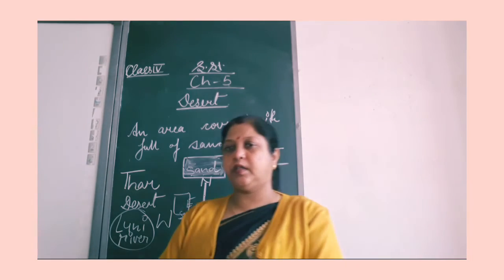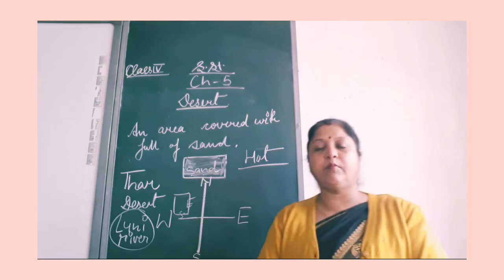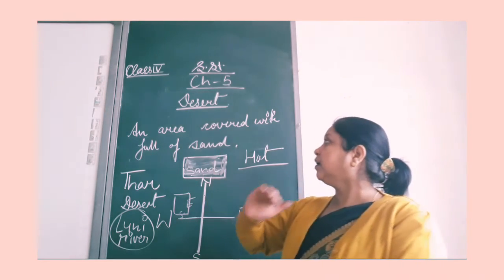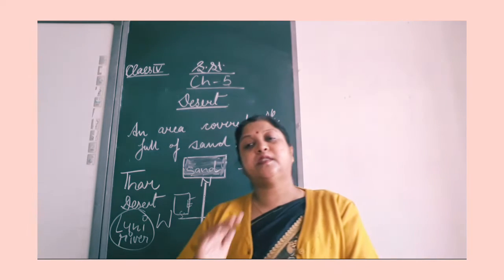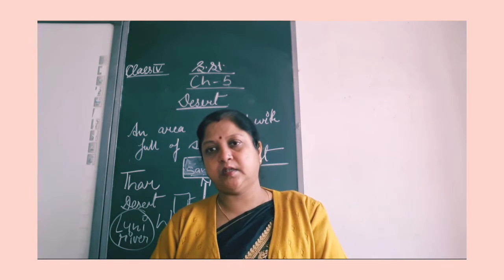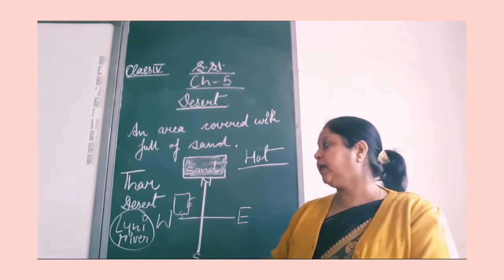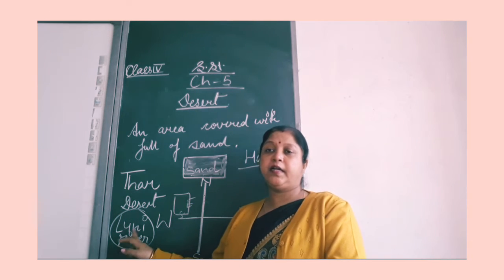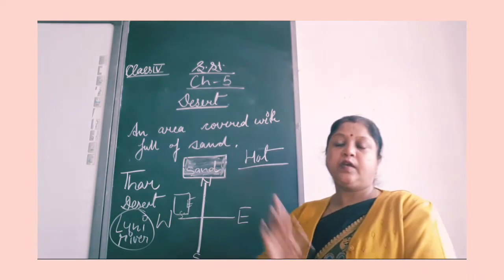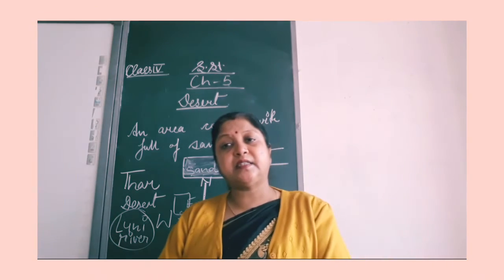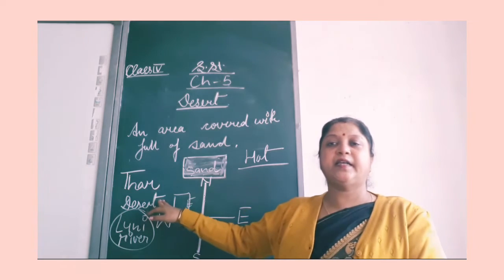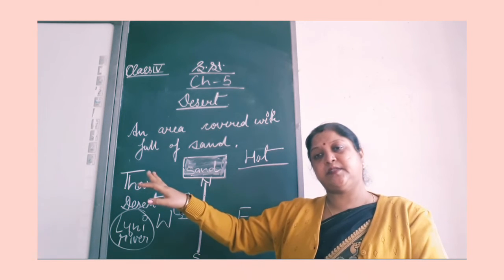Let's recall the chapter. What is a desert? Come on, tell me. An area covered with sand is called a desert. Which river can we see in the desert? We can see the Luni river here. It is a seasonal river. Which is the largest desert in India? The Thar desert or Great Indian desert.